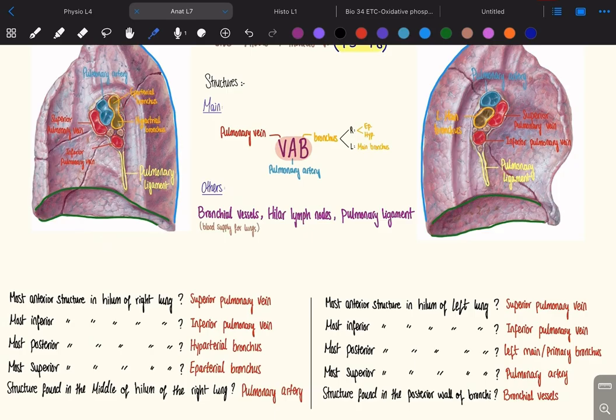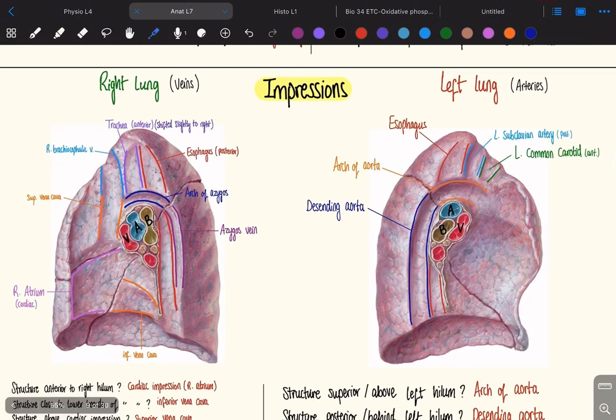And then the structure found in the middle of the hilum of the right lung is going to be the pulmonary artery, because it's found in the middle. And the structure found on the posterior wall of the bronchi is going to be the bronchial vessels. Okay? Now let's move to the impressions.